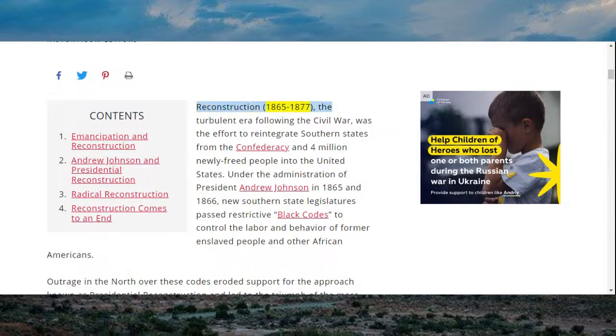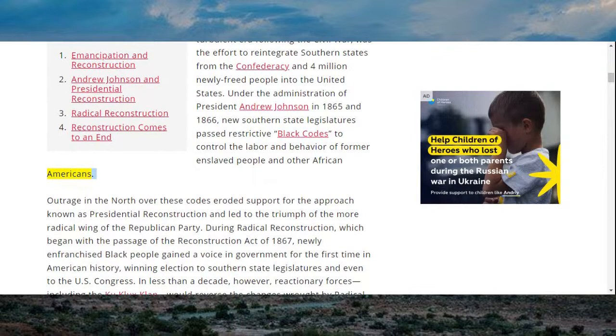Reconstruction, 1865 to 1877, the turbulent era following the Civil War, was the effort to reintegrate Southern states from the Confederacy and 4 million newly freed people into the United States. Under the administration of President Andrew Johnson in 1865 and 1866, new Southern state legislatures passed restrictive black codes to control the labor and behavior of former enslaved people and other African Americans.